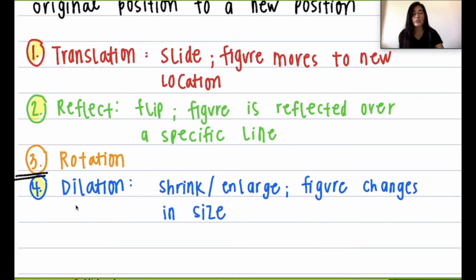Dilation is also a transformation, so again, your shape is going to be altered in some way. The difference with this one though is that with the dilation, the size changes. In these 3, the size does not change, just the position changes. Whereas a dilation is going to either get smaller and shrink in size, or it's going to get bigger and grow.